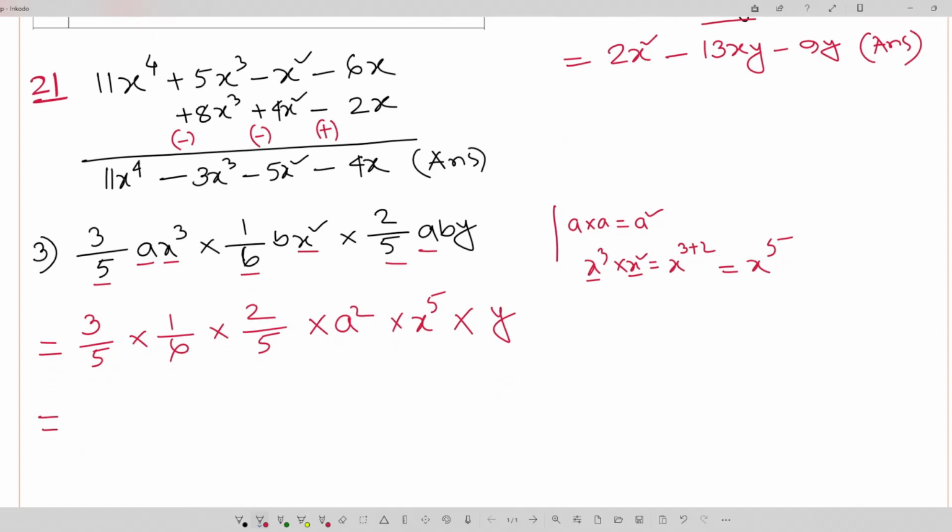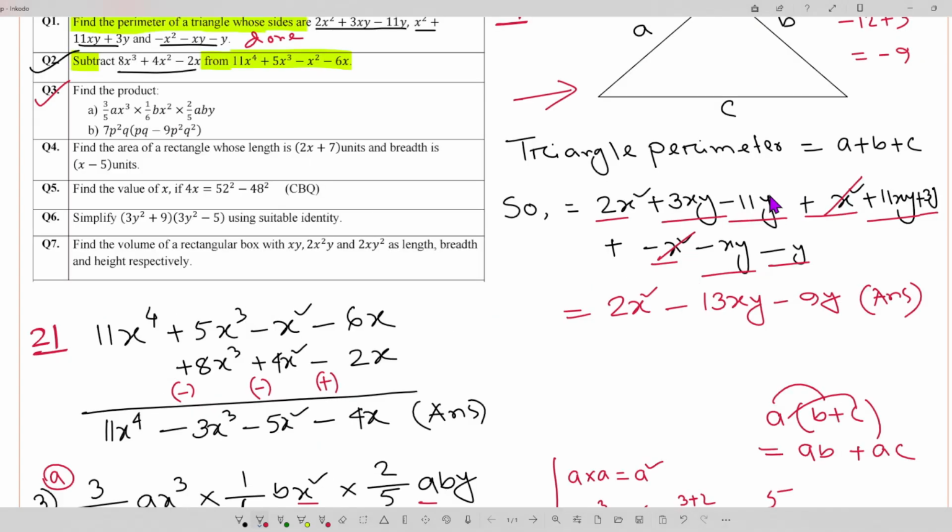So we can write, we can divide this 6 by 3, it will be 2. 2 and 2 divide, it will be 1. So here is 1 by 25. Then a square, x to the power 5 and y. This is our answer. 3a done. Now 3b.